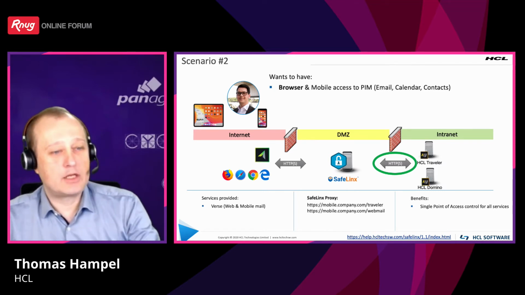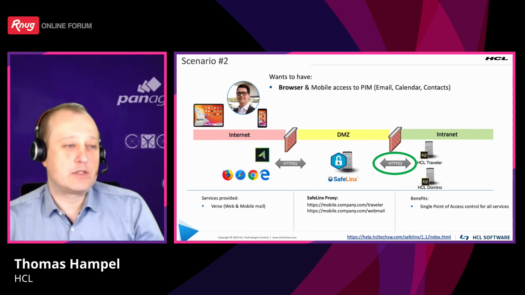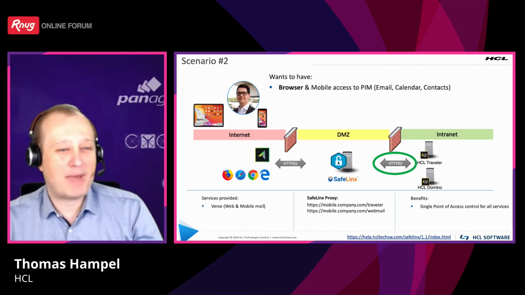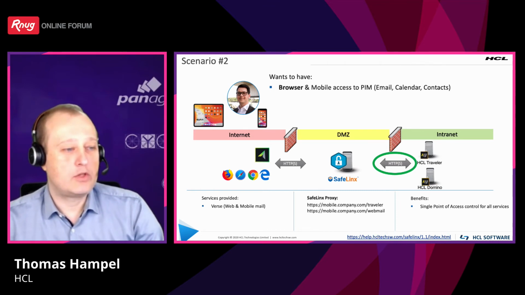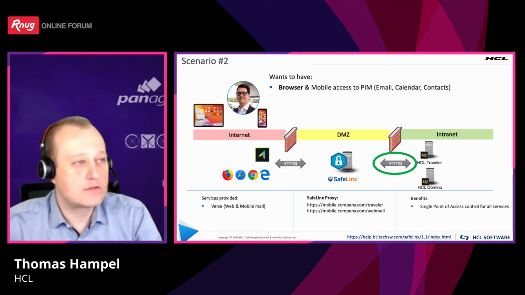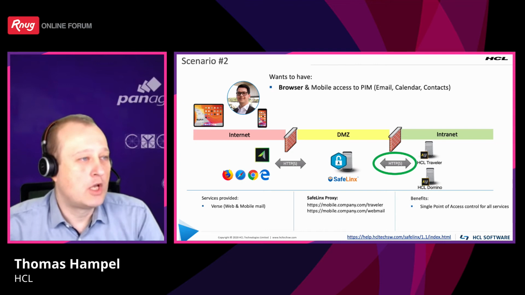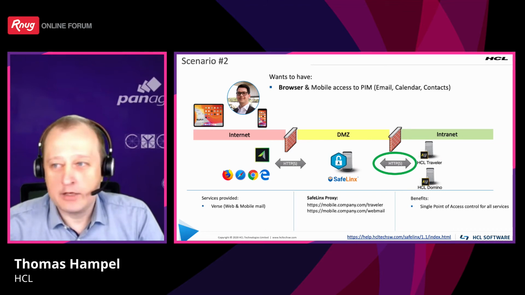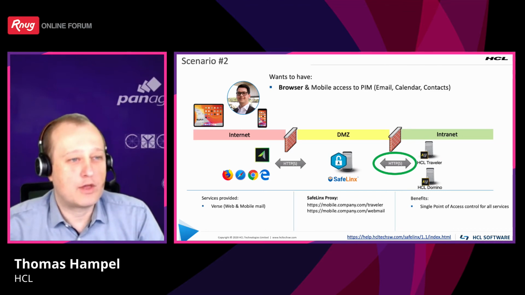So technically, we have just moved the Traveler server from the DMZ back to the intranet. The only machine in the DMZ is the Safelinx server. And with this simple change, Chris is now able to use the browser and his mobile devices to get work done. So he's fully equipped with everything he needs to be productive on the road. Chris, that's it, right?